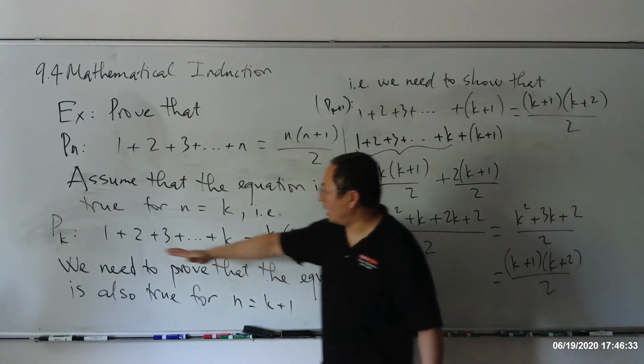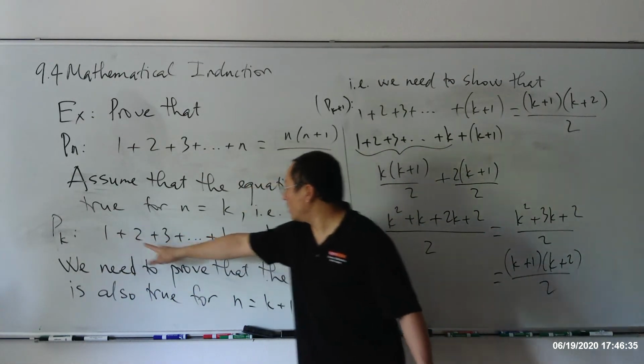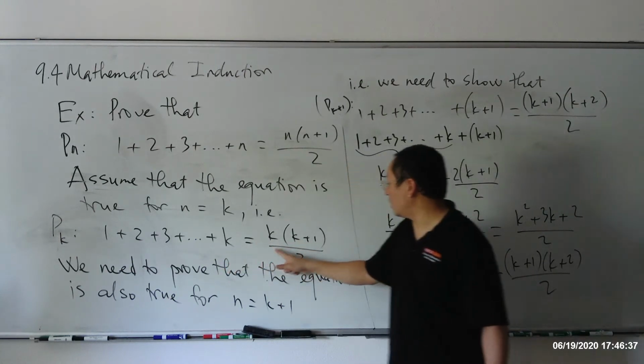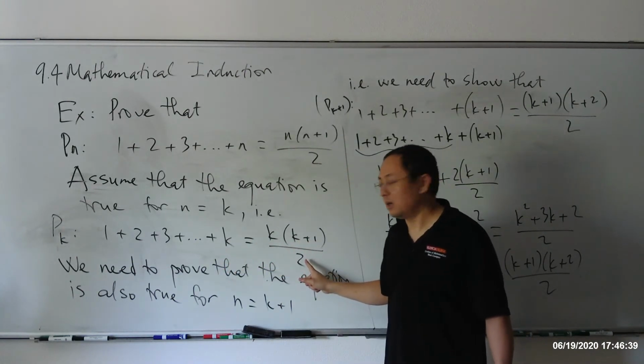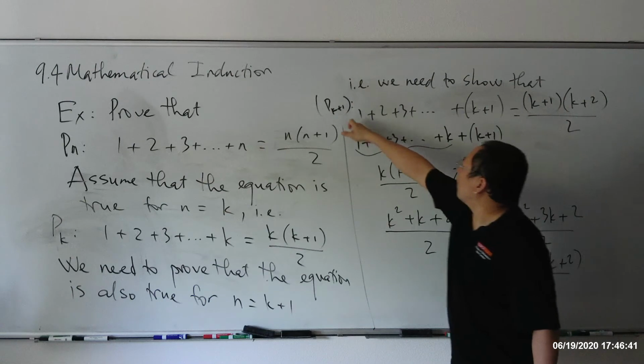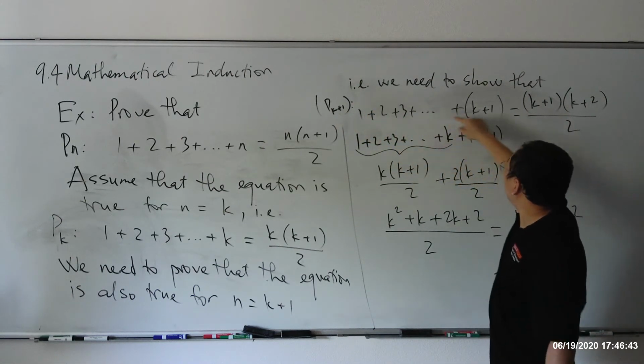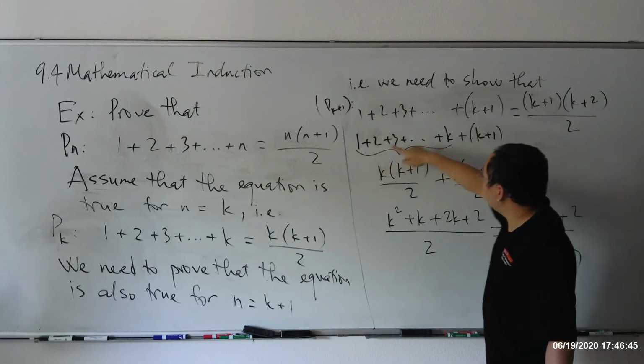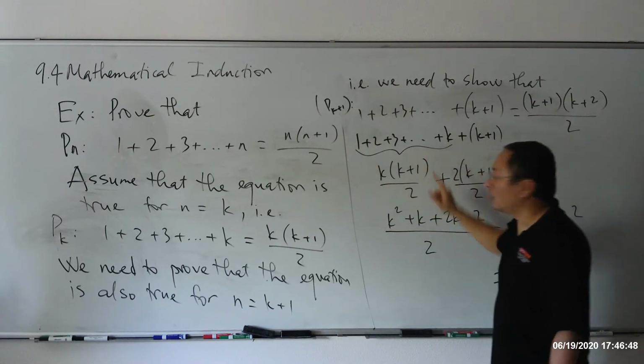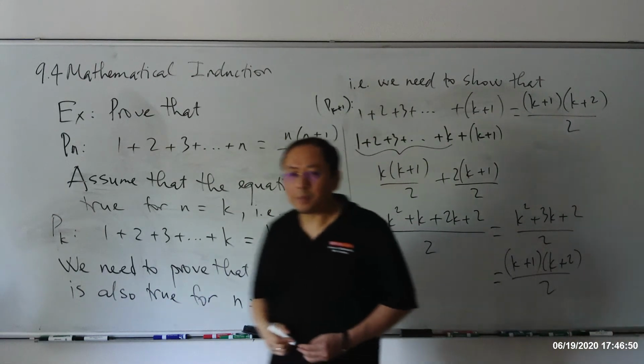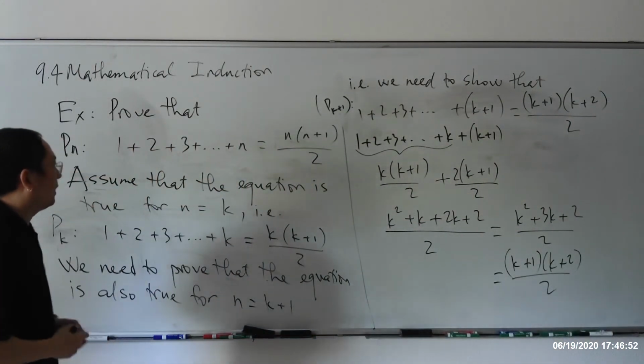You see right here, I assume the Pk is true. So 1 plus 2 plus 3 all the way to k equals k times (k plus 1) over 2, right? Then when I prove for P(k+1), 1 plus 2 plus 3 all the way to k plus 1, I will always use the result that I have for k right here. You really need that. Okay, and hopefully this gives you an idea.